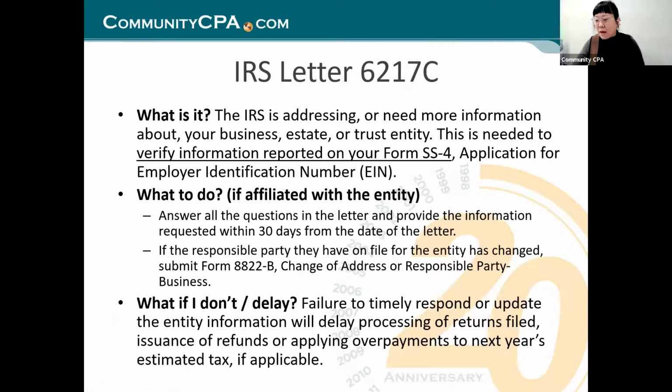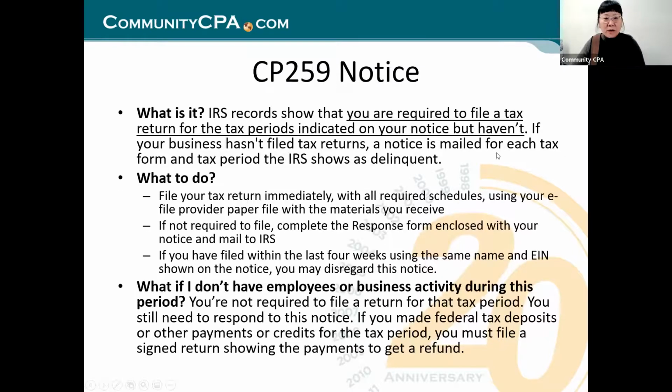And then the other one I want to give you is this CP59. This is a notice to say that you are required to file a tax return for the tax period. They will tell you which period that is, and that would be indicated on your notice, but they are saying, hey, we know you need to file. Why are you not filing? So it's a knock on the door, and don't pretend you don't know.